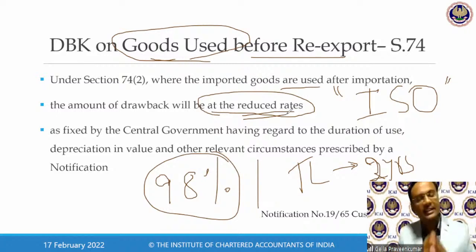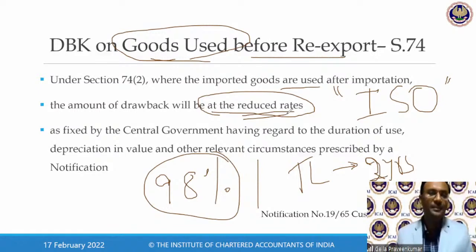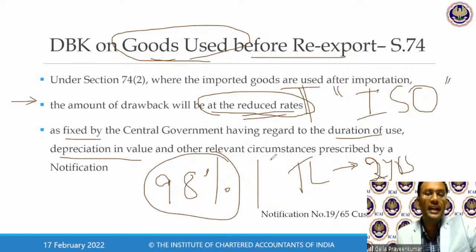Now, sir, isn't it a benefit where this foreigner is coming to India, paying customs duty, and while going back, claiming a duty drawback? Goods which are imported to India and used, the drawback I'm going to pay will be at a reduced rate. I'm not going to pay 100%. That is 98%, a rate fixed by the central government, having regard to the duration of usage, depreciation in value, and other relevant circumstances as may be prescribed.